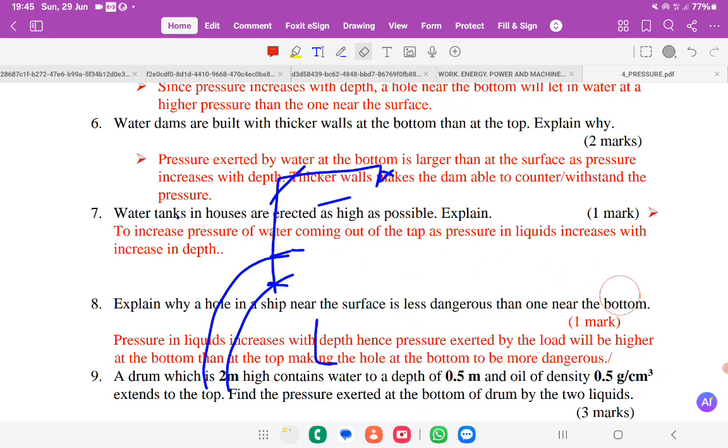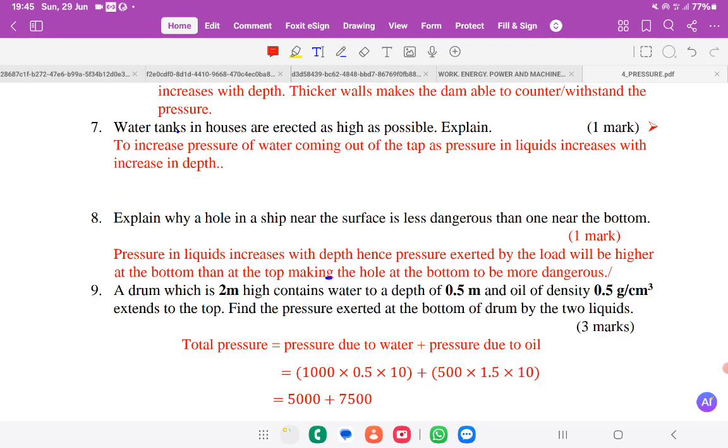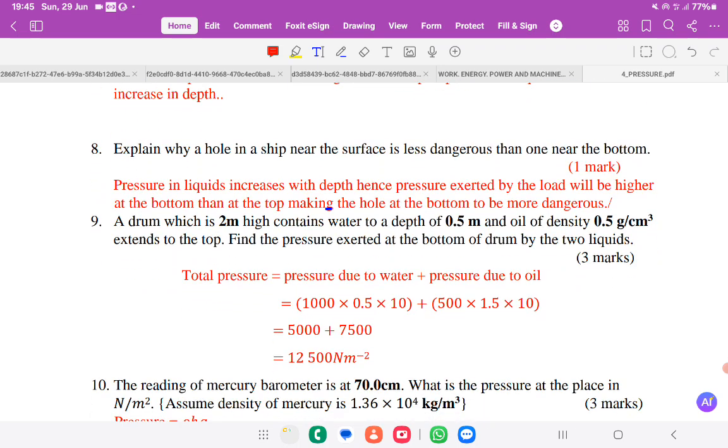Unless you have questions, number 8, explain why a hole in a ship near the surface is less dangerous than one at the bottom. We have already looked at a question of this nature before, so there's no need for us to repeat it. Number 9.